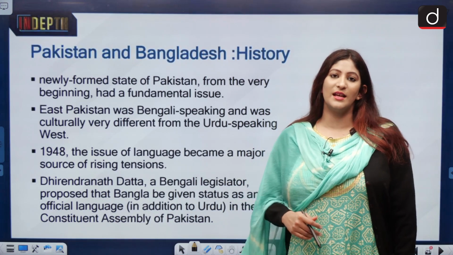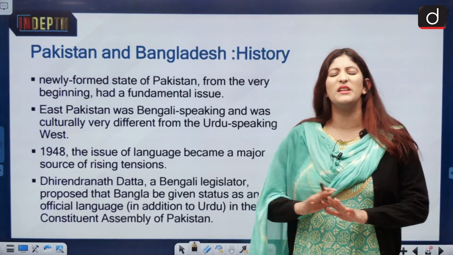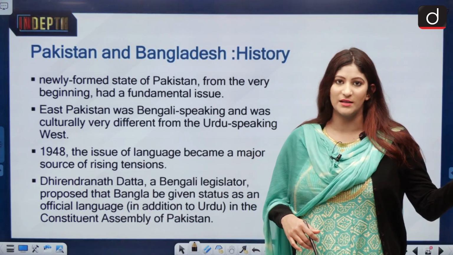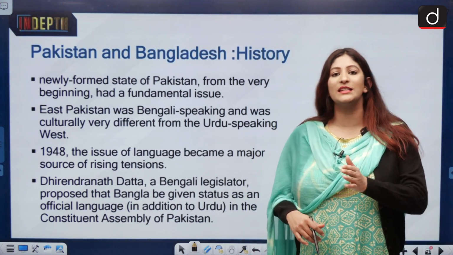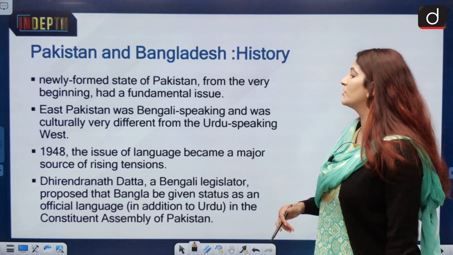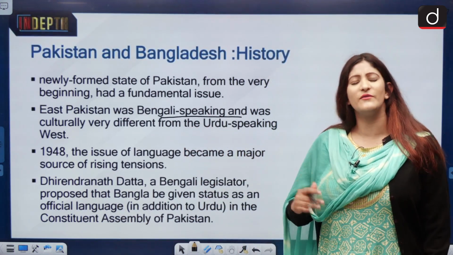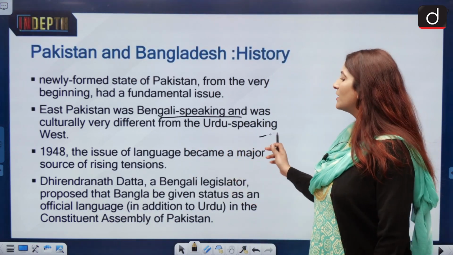So when Pakistan became a newly formed state, there were many fundamental problems with it. We know that we had West Pakistan, the current Pakistan, and East Pakistan, that is now Bangladesh. East Pakistan was Bengali speaking, and it was culturally very different from the Urdu speaking West.